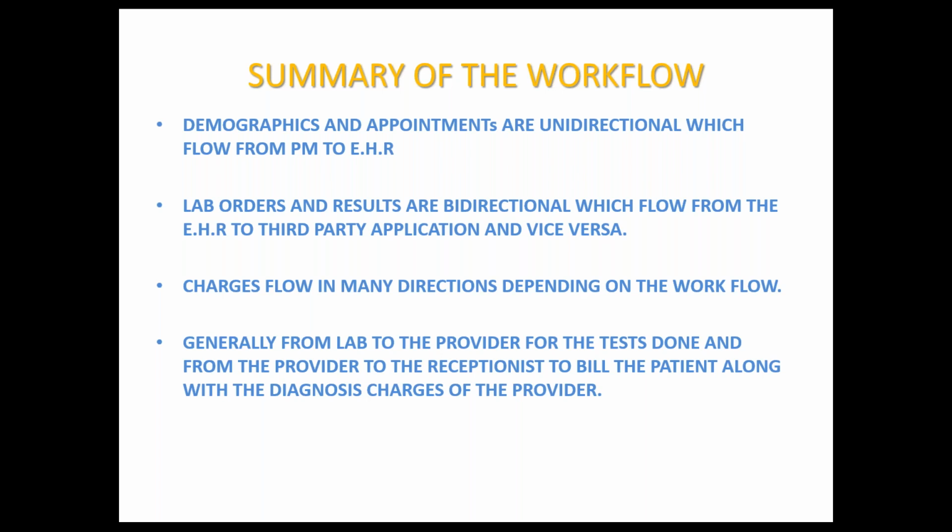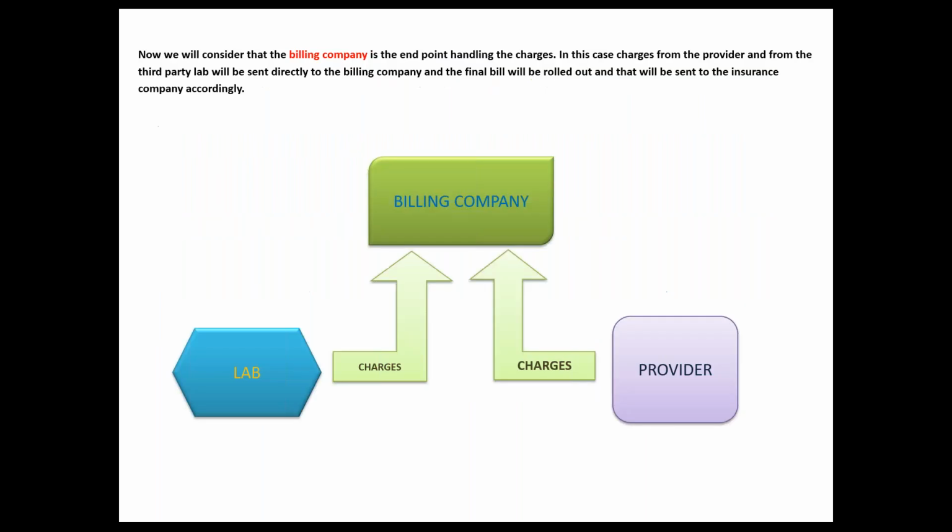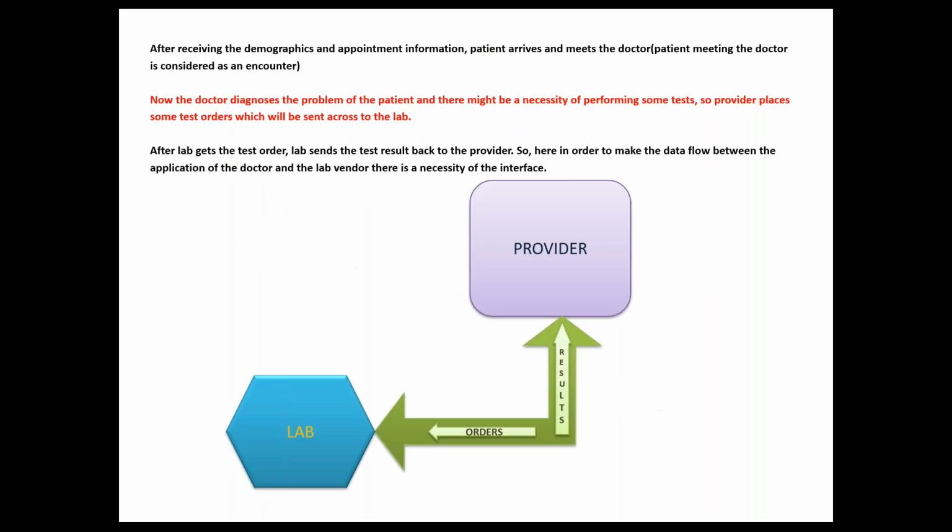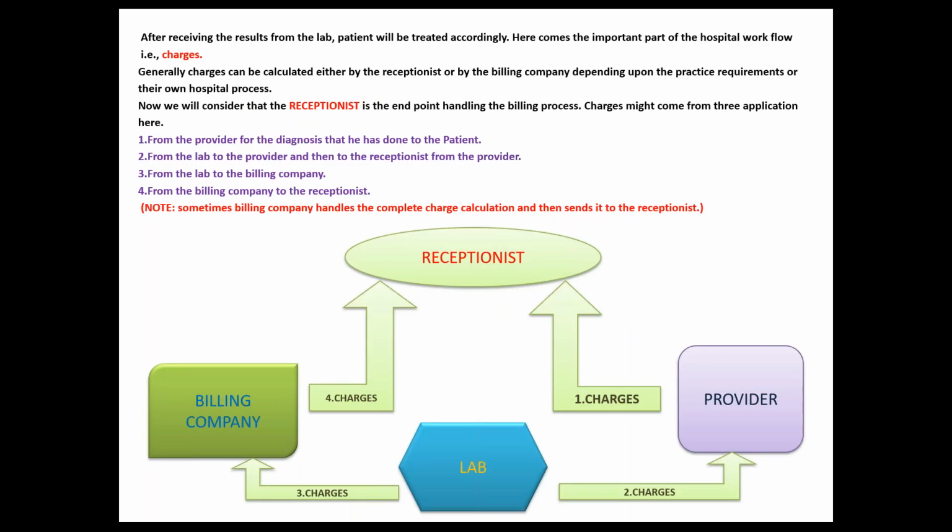And lab orders and results are bidirectional, which flow from EHR to third-party applications and vice versa. So from our example, we see that lab orders are flowing. We call it bidirectional because there is a synchronous methodology for this: we send an order, and in response to that we receive a result back to the EHR system, which is the doctor's desk, which is why we consider this a bidirectional system.